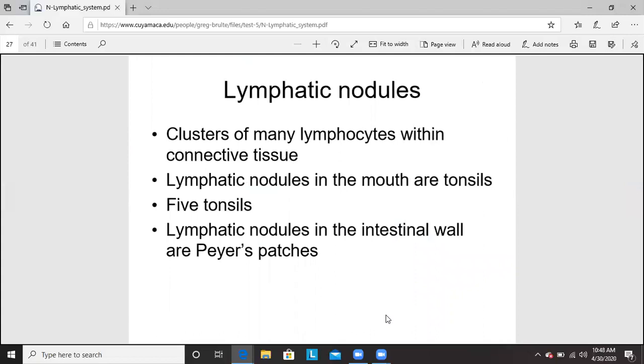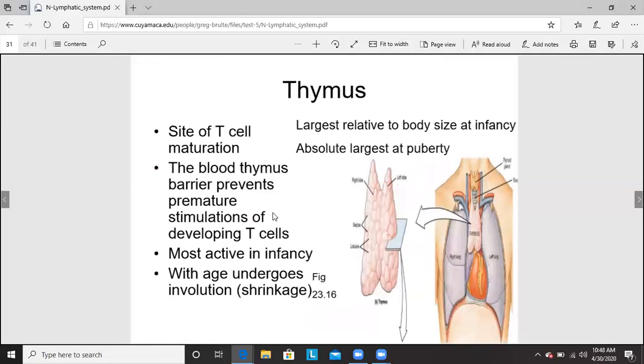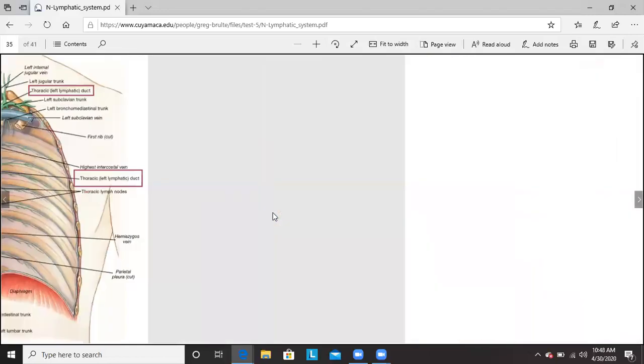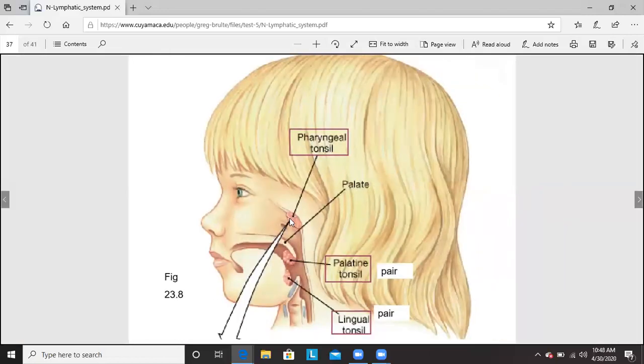The other lymphatic nodules, right? We talked about the tonsils. So I think I have a picture of the tonsils here. Okay, so that's your palatine tonsil. You can see that when you look in the mirror and go, ah, right? Lingual tonsils, you might not be able to see them unless you had a dental mirror, but you have 2 of these. And then you have 1 pharyngeal tonsil.